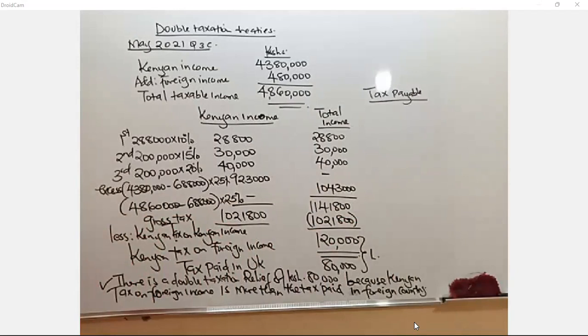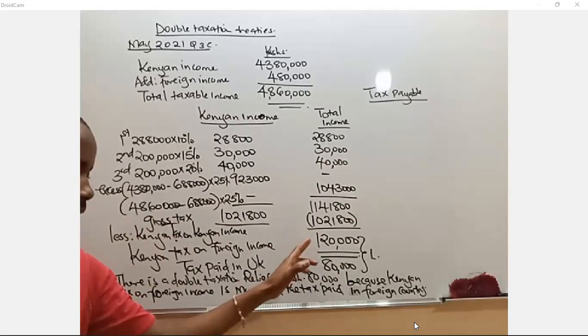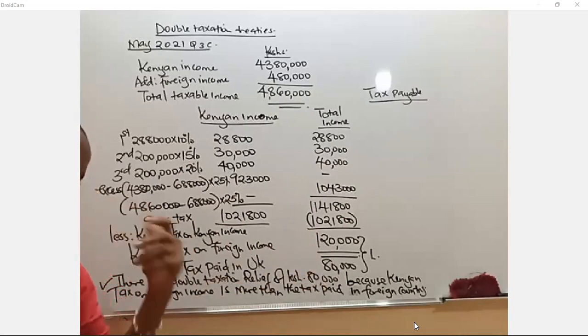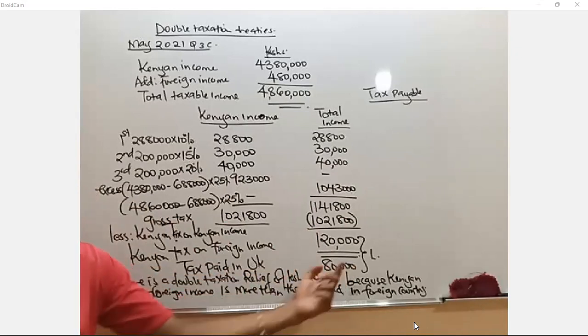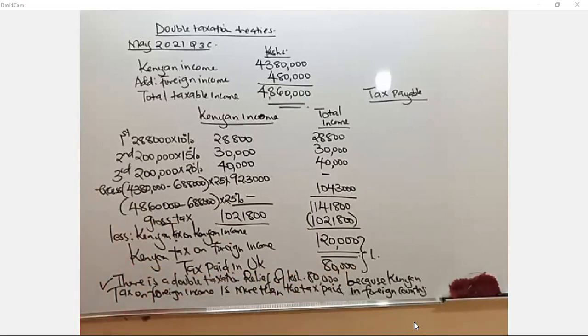That is why when I was going through the notes, I told you, once you calculate and you get the amount, the Kenyan tax on the foreign income is more than the amount which was paid, right? Once you do the comparison, you find what you have calculated is more than what was paid, there is a double taxation relief. And you are normally given the relief of the whole amount which you paid in the foreign country. Is that okay?